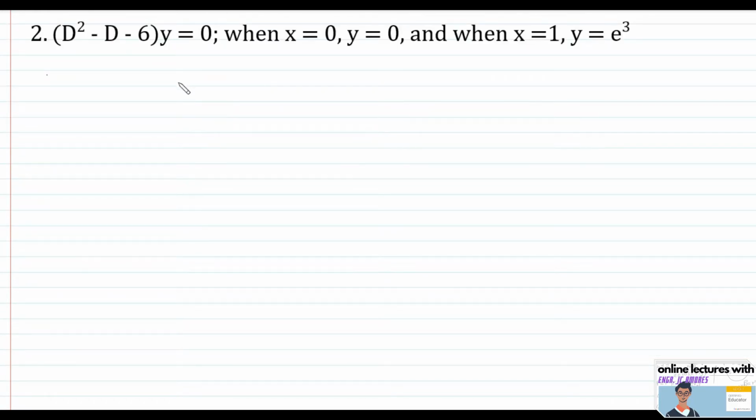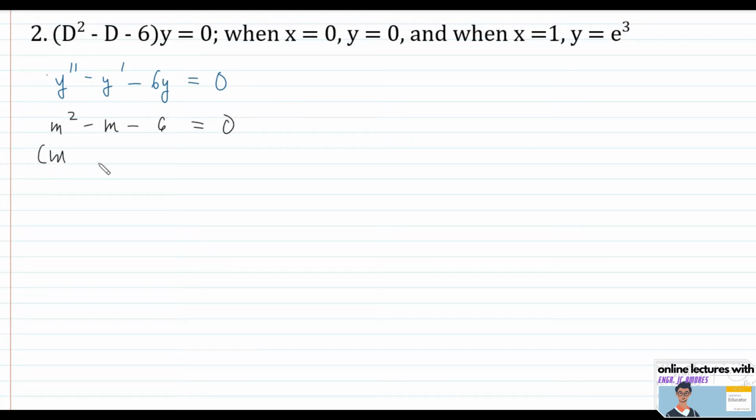Problem number 2, we have the quantity d squared minus d minus 6 times y is equal to 0. We have to solve the particular solution when x is 0, y is 0, and when x is 1, y is equal to e raised to 3. Just for clarification, this differential equation is in terms of differential operators, and if rewritten, it would be y double prime minus y prime minus 6y is equal to 0. The first step is to determine the auxiliary equation, which is simply m squared minus m minus 6 is equal to 0.